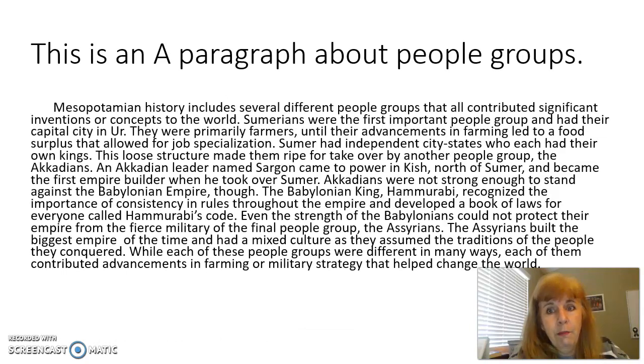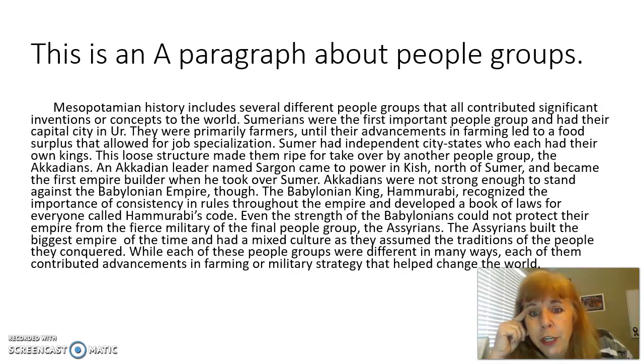Here's an A paragraph on people groups. Mesopotamian history includes several different people groups that all contributed significant inventions or concepts to the world. Sumerians were the first important people group and had their capital city in Ur. They were primarily farmers until their advancements in farming led to a food surplus that allowed for job specialization.